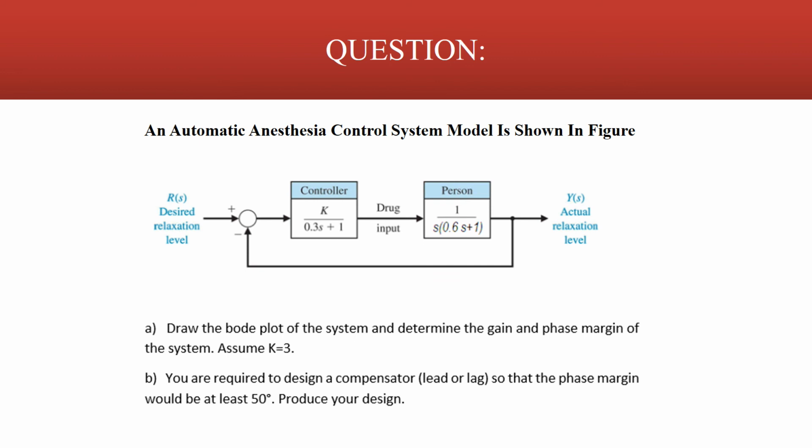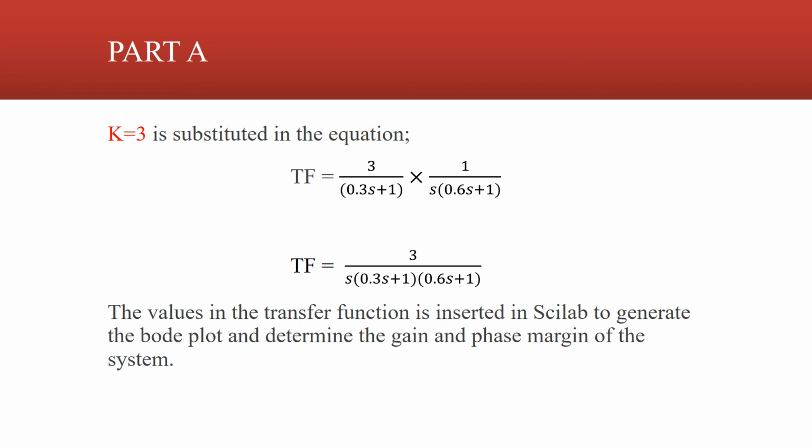Part A of the question is to draw the Bode plot of the system and determine the gain and phase margin of the system. Assume k equals 3. Part B of the question is you are required to design a compensator, lead or lag, so that the phase margin would be at least 50 degrees. Produce your design.